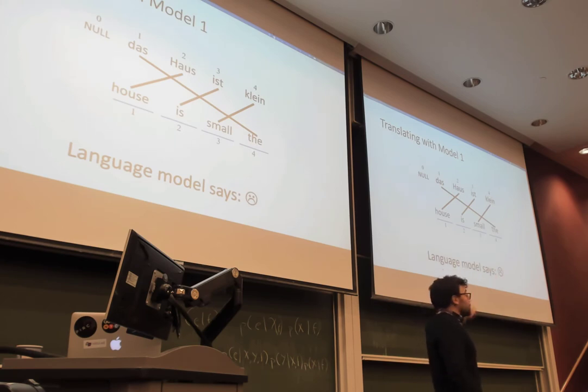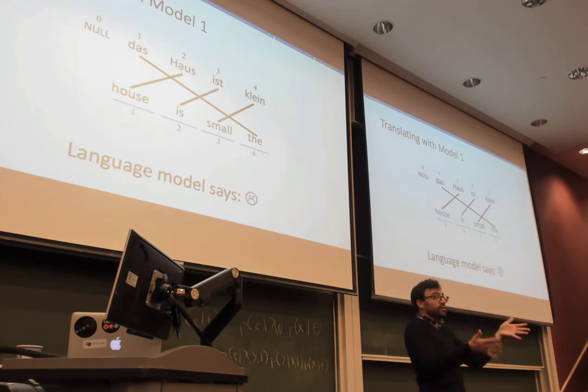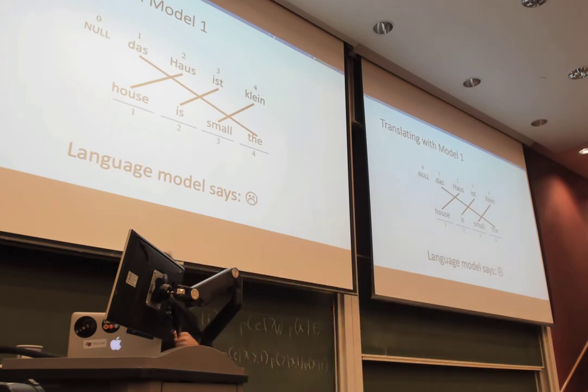But in this case, the language model would say, no, that's not a very fluent English sentence. It will give it a lower score. And by doing this over and over, over a bunch of hypotheses, you can pick the one that has the highest combined score, and hopefully you will pick the one that's the best.